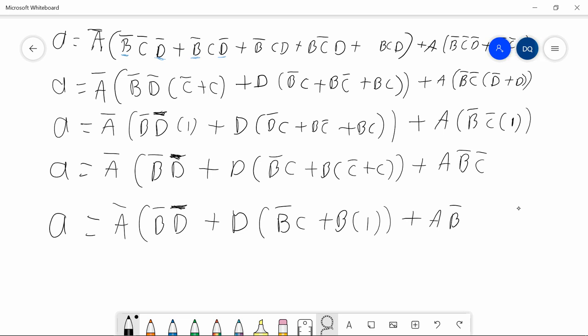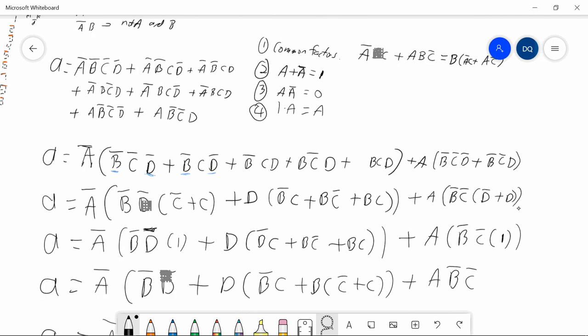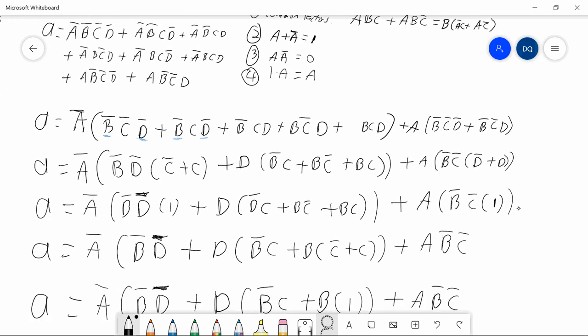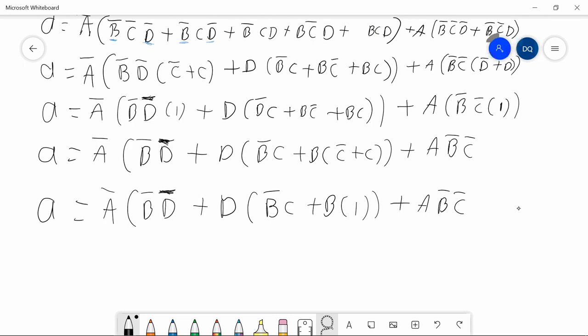Or A and not B and not C. So what did I do there? I said that not C or C is equal to 1, and that's one of my rules here. Not A or A is equal to 1. So again, that's just going to be B. So I've got not A and not B and not D, or B and not B and C, or B.